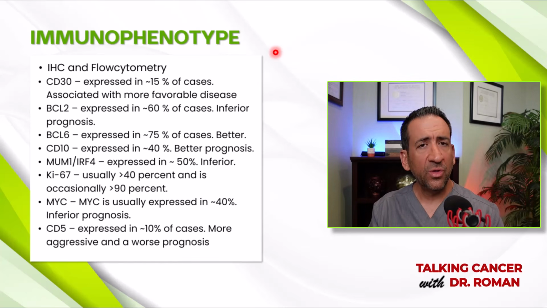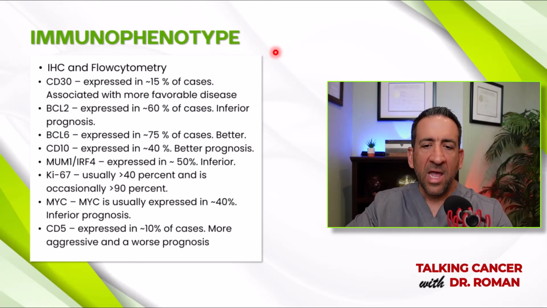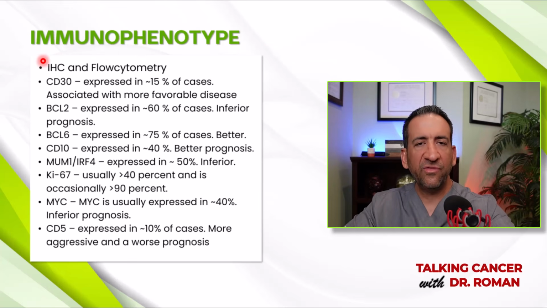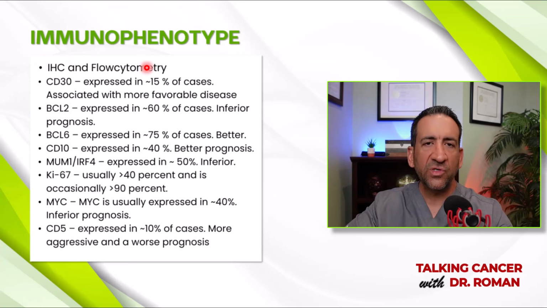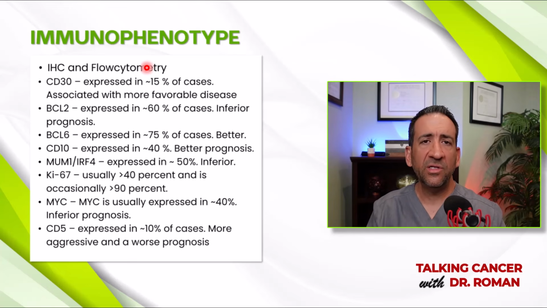Because that will give us two things. It'll give us diagnostic information to make sure that, yes, you have a diffuse large B-cell lymphoma, but it also gives us prognostic information. So very important. It gives us two things here. Now, you can obtain immunophenotyping by either immunohistochemistry or flow cytometry, and sometimes both. It all depends what your pathologist thinks is necessary at that time.